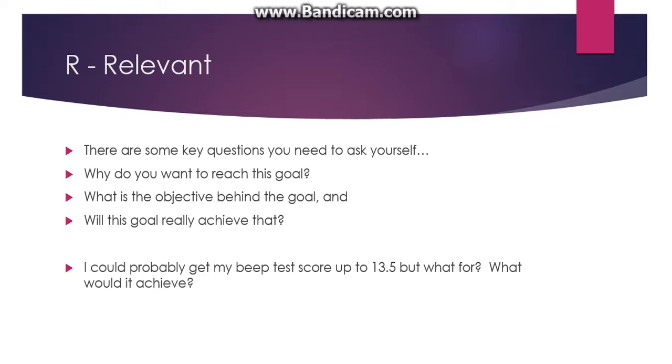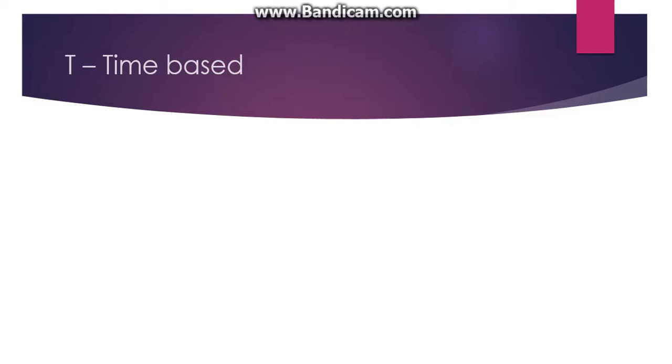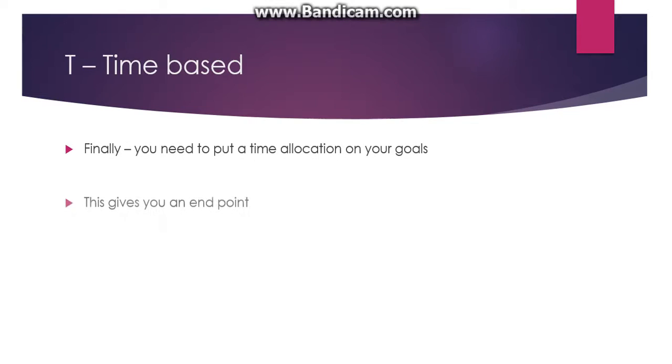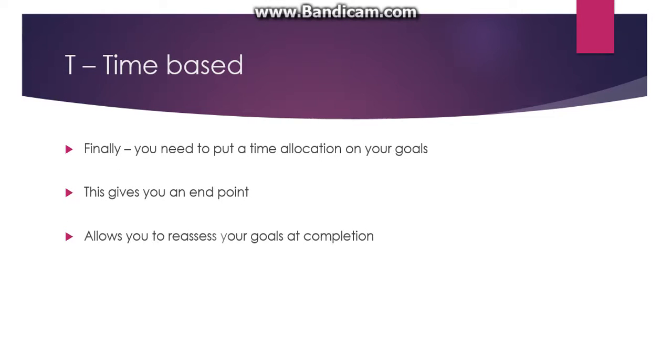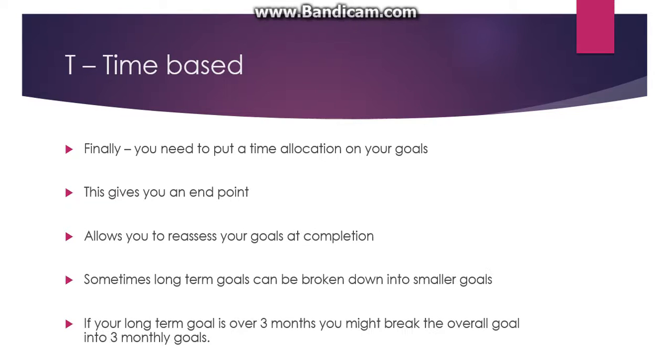And then finally, we're looking at time-based. So you need to put a time allocation on your goals. Okay, it gives you an endpoint, allows you to reassess your goals at the completion of the time, and sometimes we can break longer-term goals down into smaller goals. So if you've got a long-term goal over 3 months, you might break that overall goal down into 3 monthly goals.